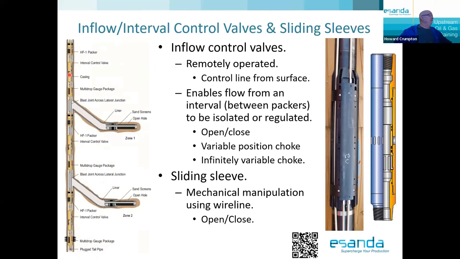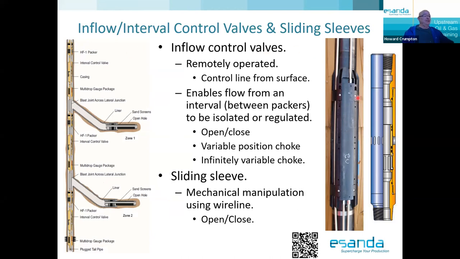If I have, and this is what we call a smart multilateral completion, in this illustration on the left here, I have a packer, another packer here. So these packers are isolating the producing zone. And between the packers will be what they're calling an interval control valve. This is actually an illustration from a Baker catalog. Some people call it an inflow control valve, but that valve can be controlled from surface either through multiplexing electro-hydraulic systems or through direct hydraulic control.